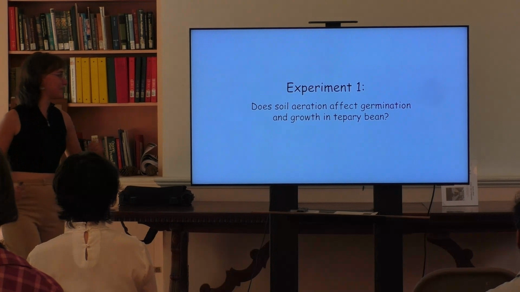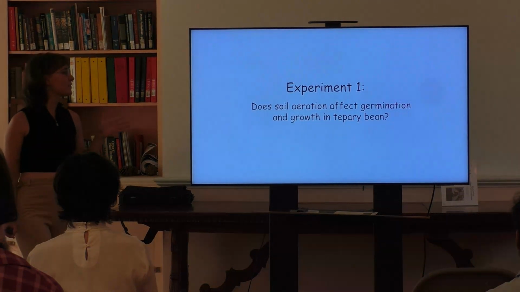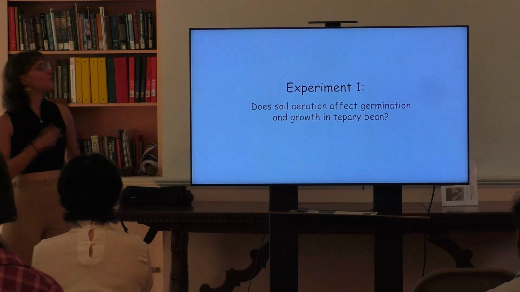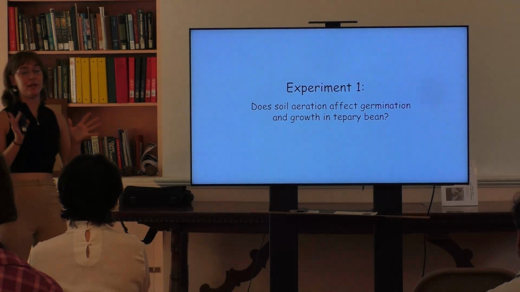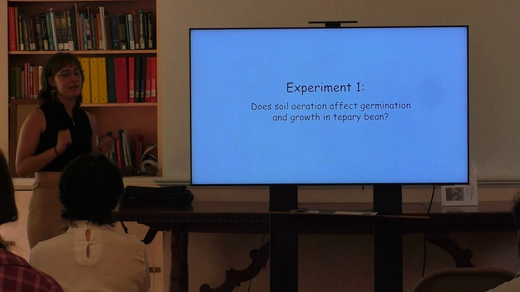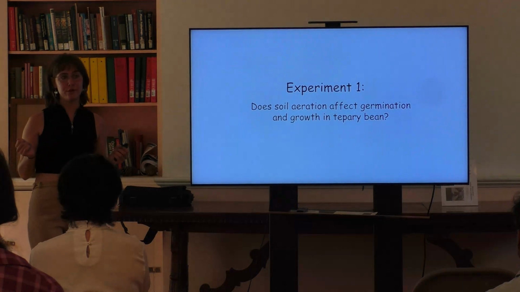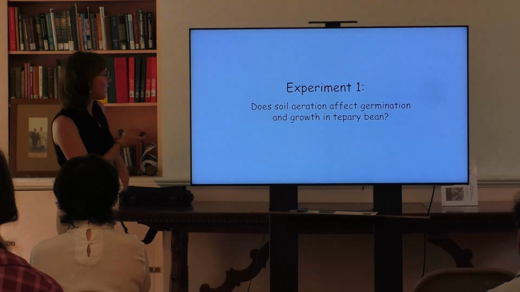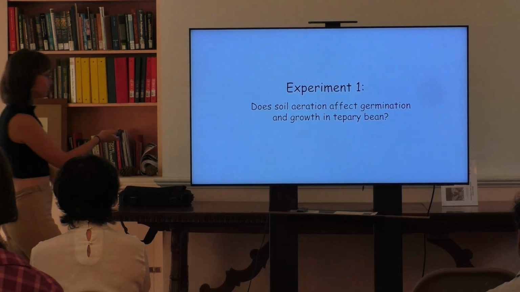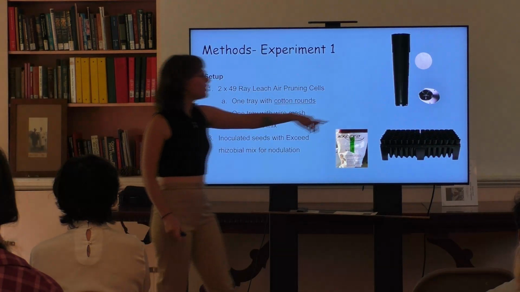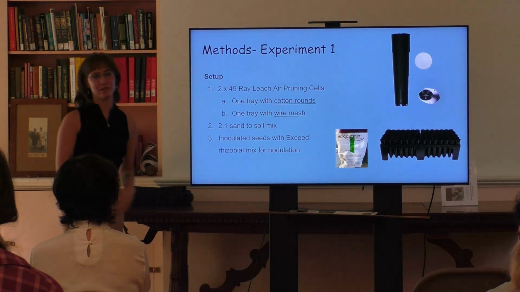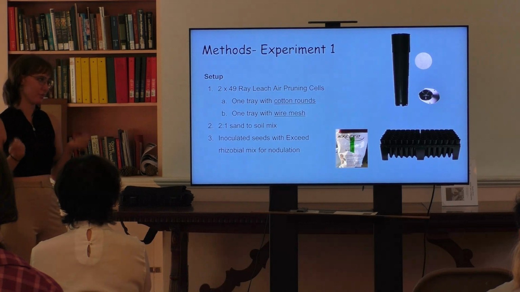So, our first experiment, we wanted to look at how soil aeration affects germination and growth in tepary bean. There's a novel method coming out called air pruning, and what air pruning does is increase aeration of the root zone by allowing more holes at the bottom of the pot. You can see here, a standard pot would have 1 hole, where this one has 5 large holes at the bottom. This just allows more air to reach the roots.